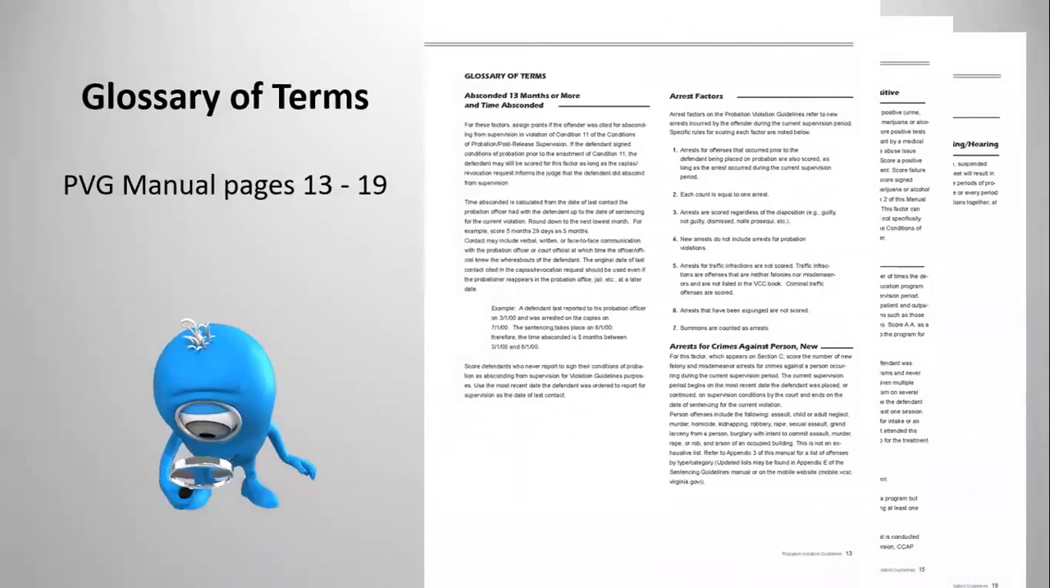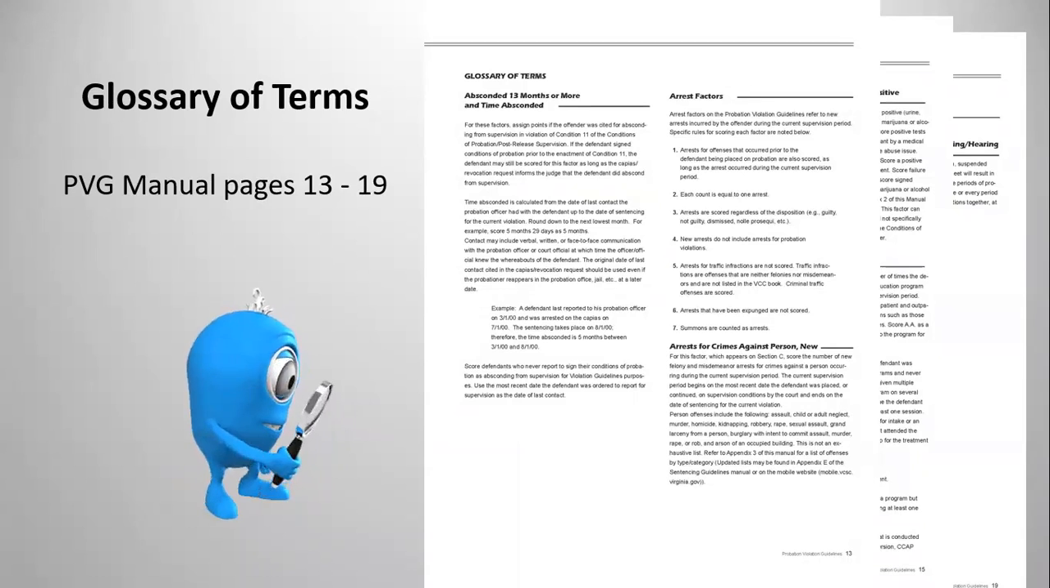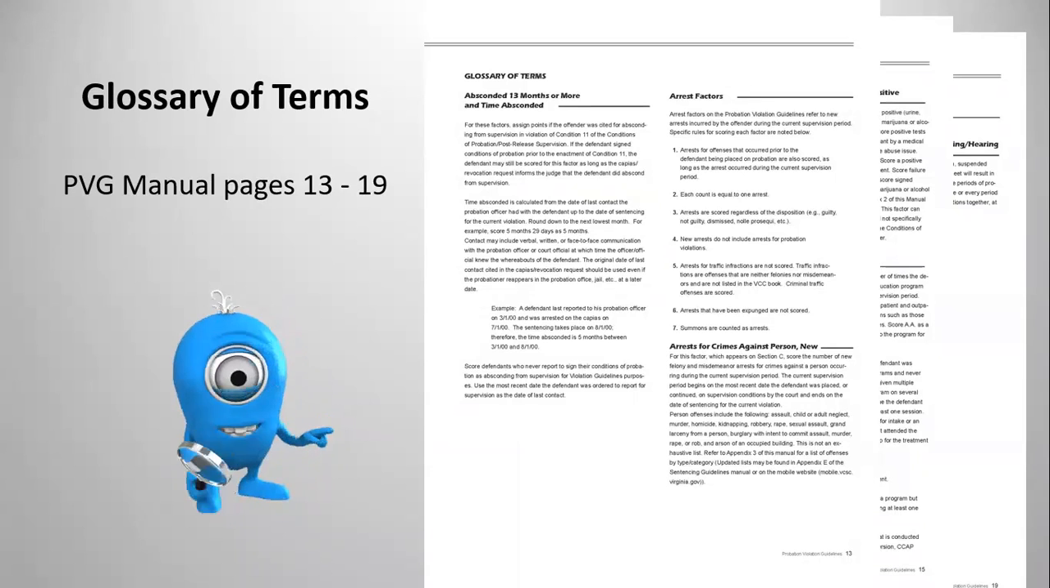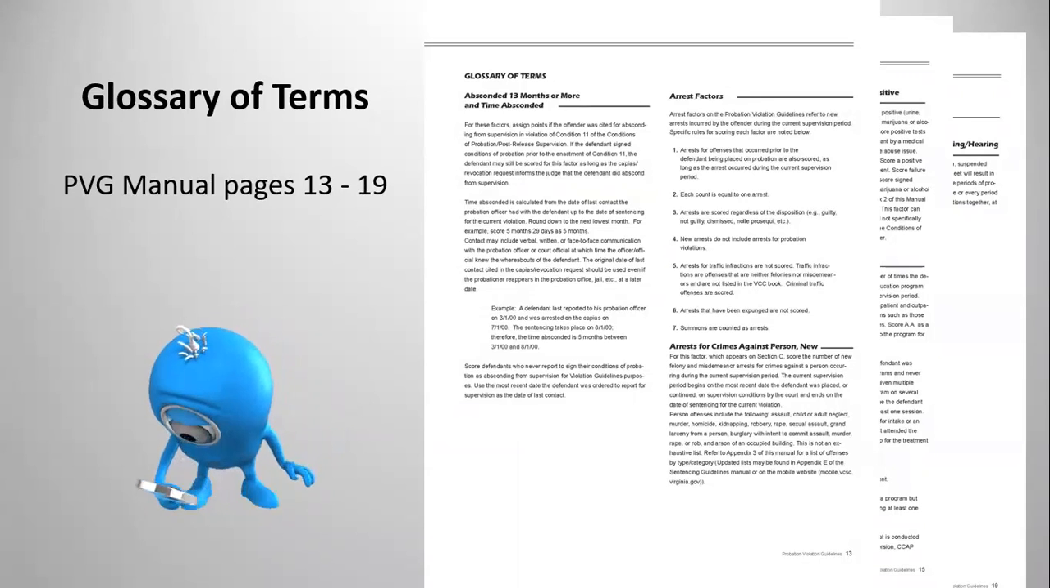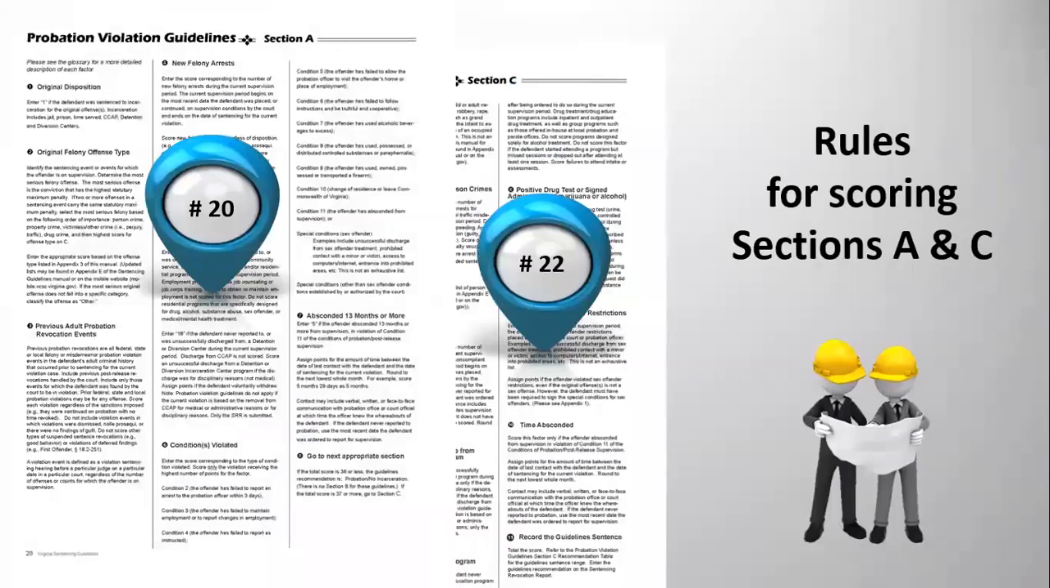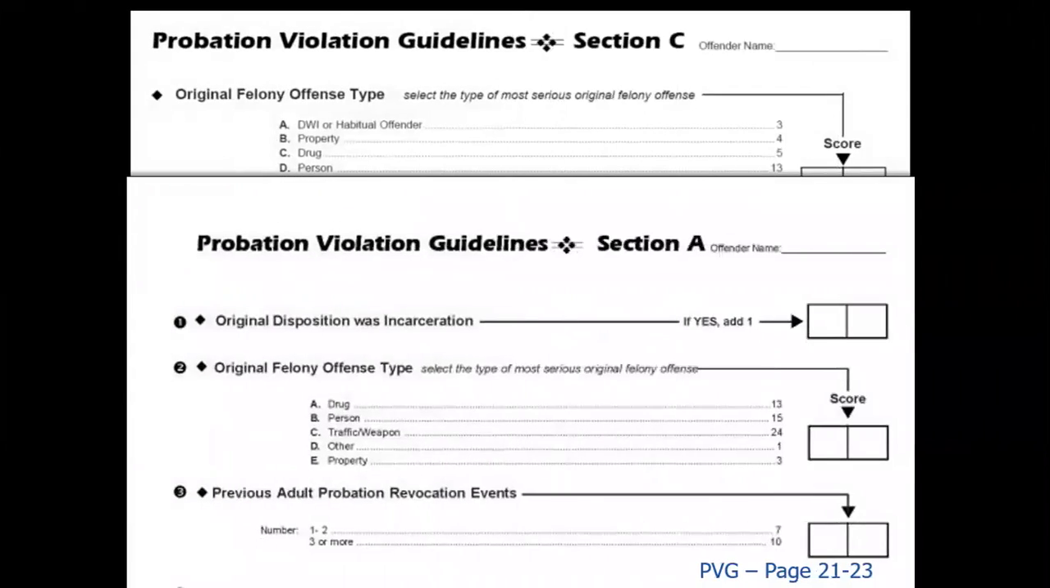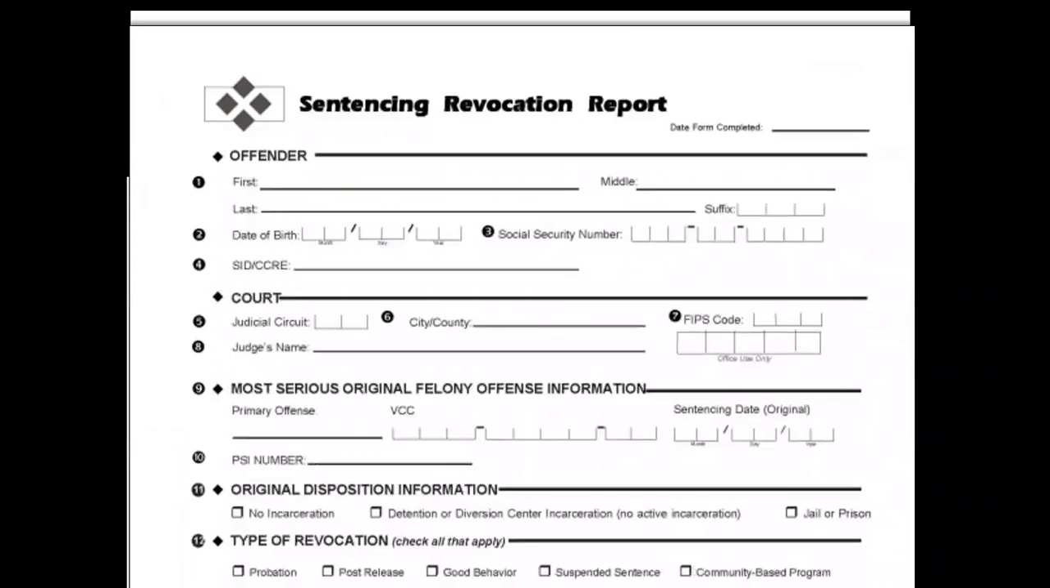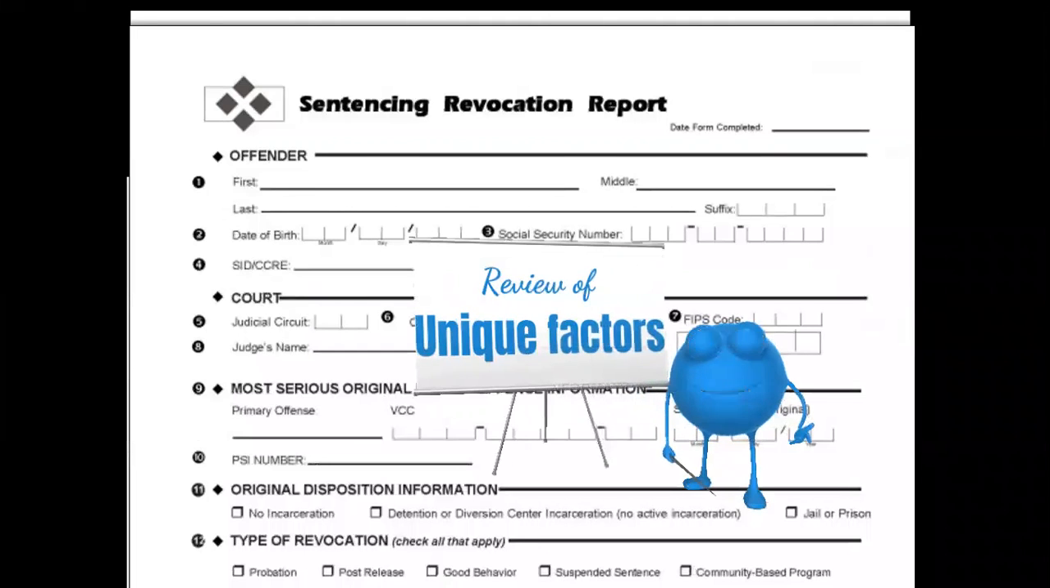Now, the rules for scoring the probation violation guidelines begin on page 13 of the manual with a glossary of terms. Here you will find detailed rules about scoring the various factors along with definitions for the various factors. Additionally, on pages 20 and 22, you will find more specific rules for scoring sections A and C. Now, the factors on sections A and C are pretty straightforward. So for the remainder of this segment, I will just briefly review some of the unique factors that you will find on the worksheets.